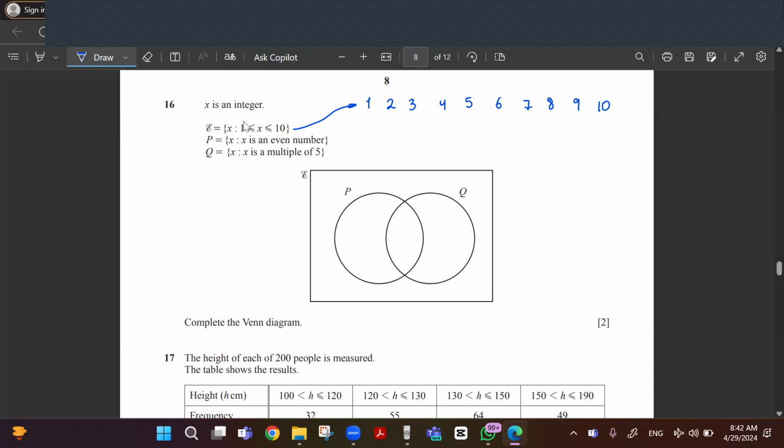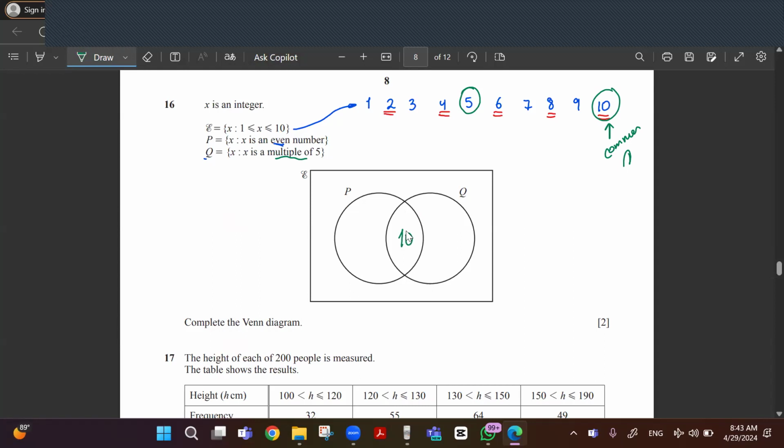Then he's telling me B is the even numbers and Q is the multiple of 5. But can you tell me here, where is the even numbers? I am going to put a line under it. 2, 4, 6, 8, 10. And with another color, I am going to put a circle around the multiples of 5, which are here, 5 and 10. Do you find a number that is common between even and multiple of 5? Yes, this 10 is common. So it will be the intersection of them. So I will put 10 here.